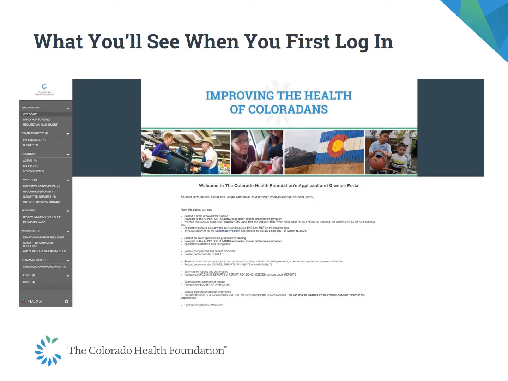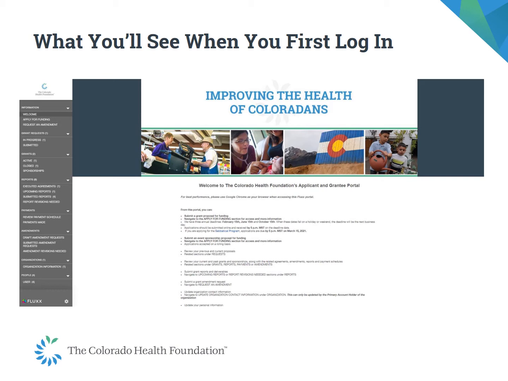When you first log into our grants management system, here's the screen you will see. Let's take a moment to walk through the available options. The left side of the screen provides a menu of choices. Here you can find information about the application process. You'll visit the section called Grant Requests to see both in-progress and submitted applications that are associated with your account. You'll also be able to look at both active and closed grants.